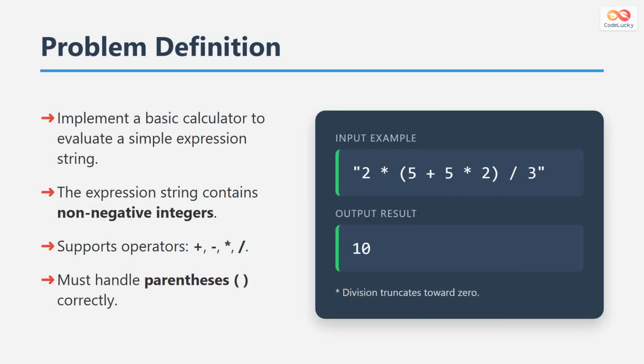Let's define our goal. We need to write a program that takes a string containing non-negative integers and operators. The operators include addition, subtraction, multiplication, and division. Crucially, we must also support nested parentheses, which override the standard order of operations. For example, in the expression shown here, the addition inside the parentheses happens before the multiplication outside.